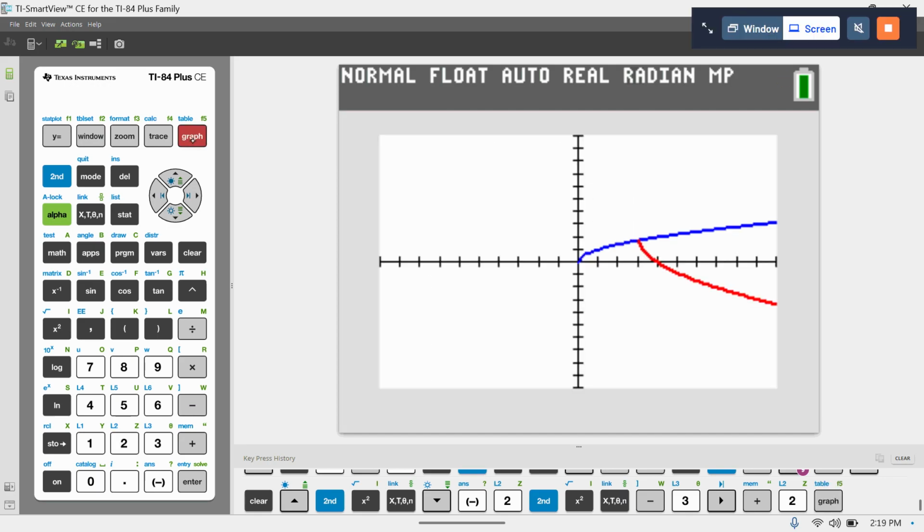So when we graph it, I want you guys to look at the blue one. That's the parent function. I want you to pay attention to 0, 0. Again, do you see what happened?